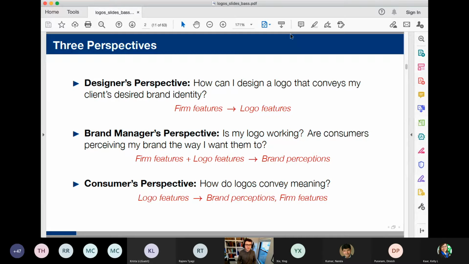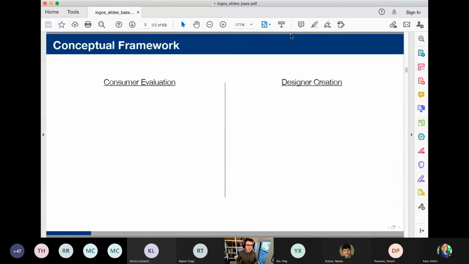Now, besides the fact that these are all related in general to design, these three perspectives are also based in a common conceptual framework. That conceptual framework is the two interrelated processes by which consumers evaluate new logos and designers create new logos. And it's exactly this framework which our model later is going to try to emulate.